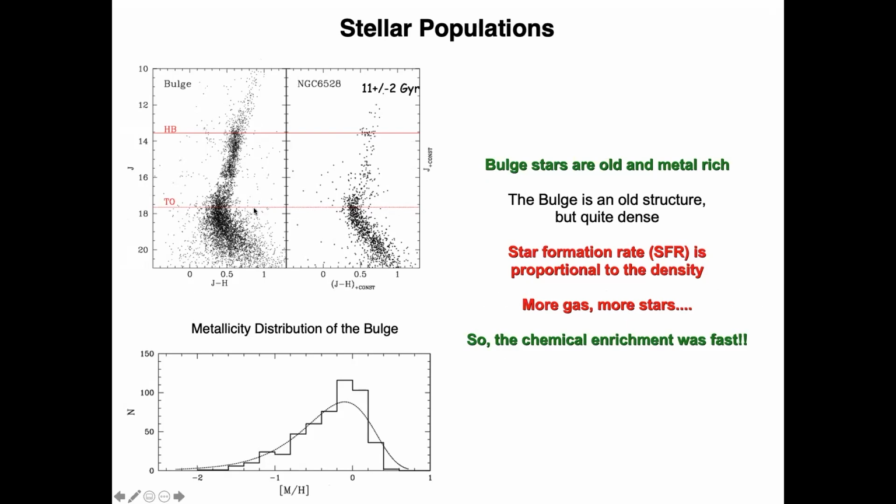As you see, it has these older stars. So the turn off of the main sequence around here, all of the stars here are in the giant branch. This points to the bulge being an old structure, but it is quite dense. The star formation rate is proportional to the density. More gas, more stars. So the chemical enrichment was fast. Indeed, here you see the metallicity distribution of the bulge, and it is almost as metal rich as the disk.